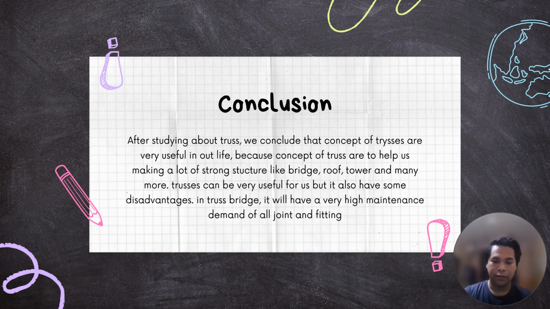Conclusion. After studying about truss, we conclude that the concept of trusses is very useful in our life because it helps us in making a lot of strong structures like bridges, roofs, towers, and many more. Trusses can be very useful for us, but they also have some disadvantages in a truss bridge. It will have very high maintenance demands of all joints and fittings.